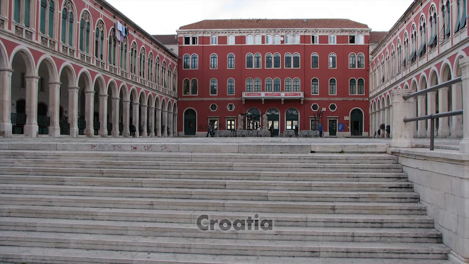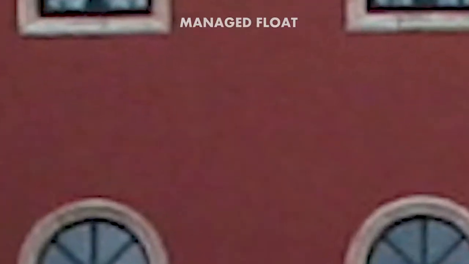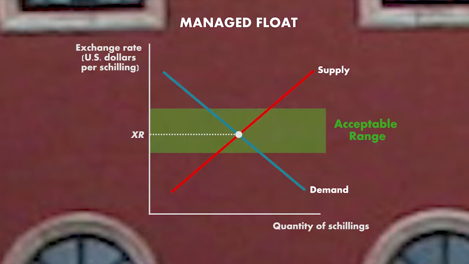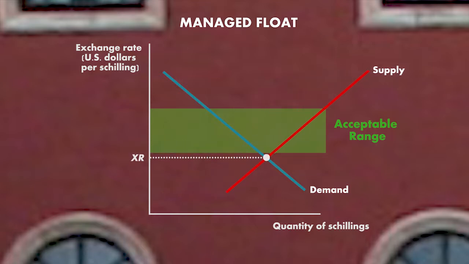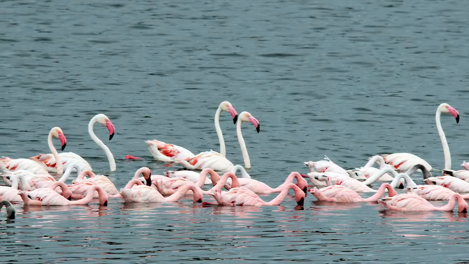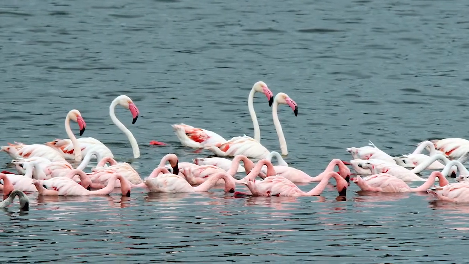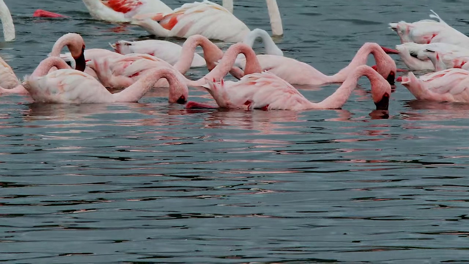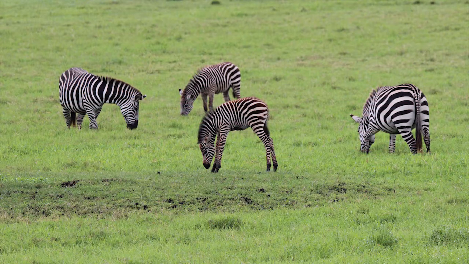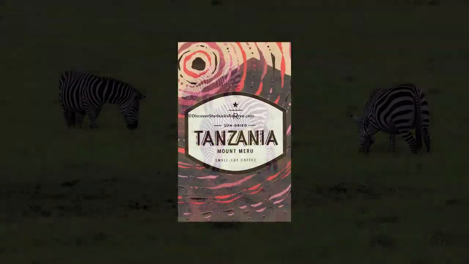Croatia is among the countries that have adopted a managed float for their currency, which means that they allow the market to determine the exchange rate within certain boundaries. If the exchange rate gets too high or too low, the government steps in to make an adjustment. Whether the exchange rate floats freely or not, you can think of the foreign exchange markets as working like the markets for goods and services. And remember that exchange rates matter, whether you're in the Serengeti or in Starbucks.